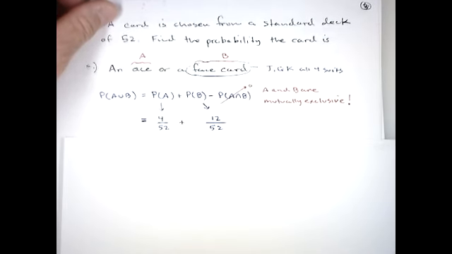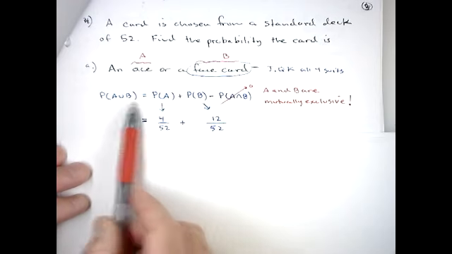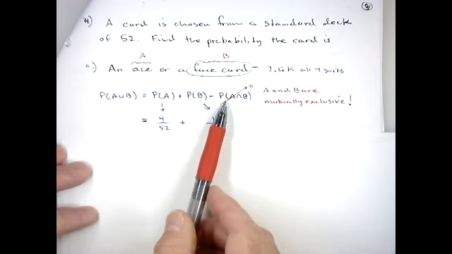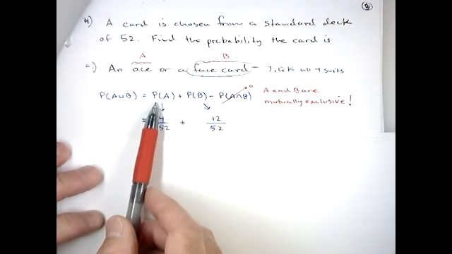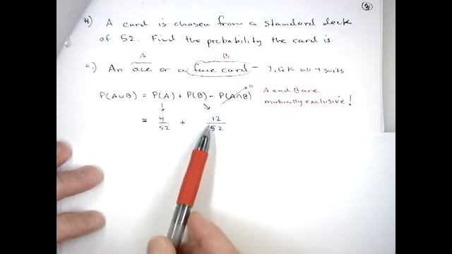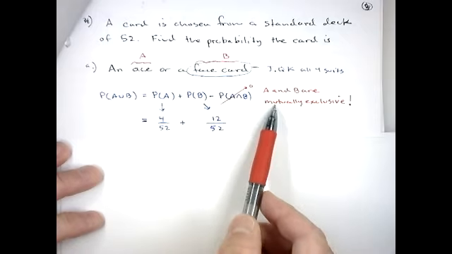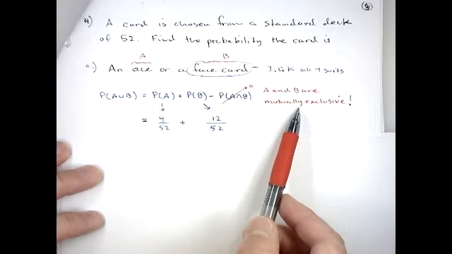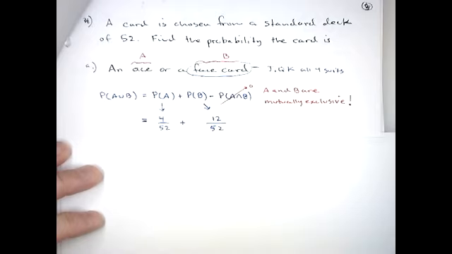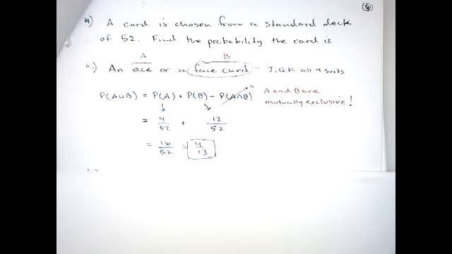So we'll use our default formula. Probability of A or B is the probability of A plus the probability of B minus the probability of A intersect B. There's 4 aces in the deck, so that's 4 out of 52. There are 12 face cards, so 12 out of 52. And you can't get an ace and a face card together. They're mutually exclusive events, so we don't have to consider the intersection. Well, I guess we do consider the intersection, but it happens to be 0 because they're mutually exclusive. So we would just add those together and get 16 out of 52, which reduces to 4 out of 13.